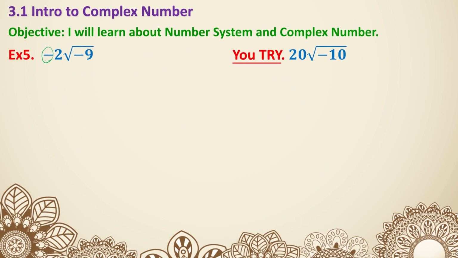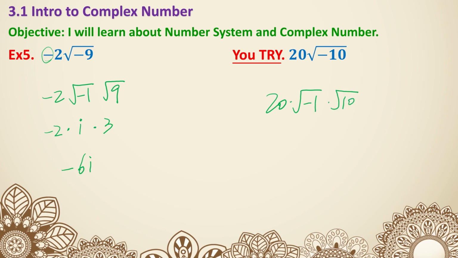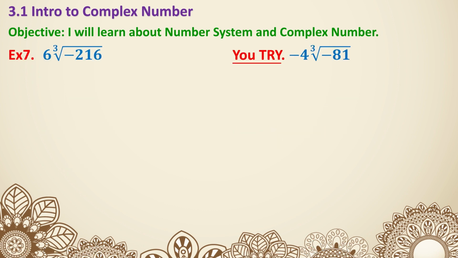So this negative sign is actually outside the root, so that does not change into an i, it just stays in the front. And then we have a square root of -1 times a square root of 9. So we have a -2 times i times square root of 9 is a 3. Altogether, -6i. Next, 20 times square root of -1 times square root of 10. Square root of 10 can't be simplified, and this just changed into an i, so it's 20i square root of 10. That's example 6. Moving on, example 7.